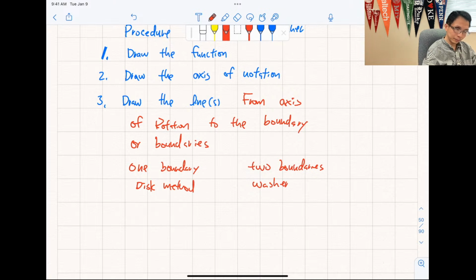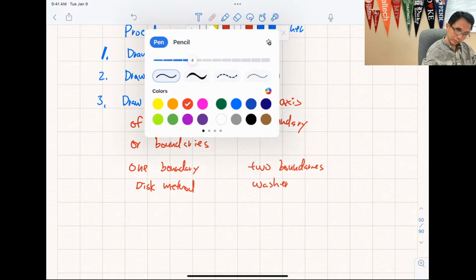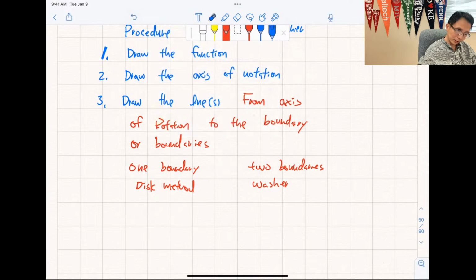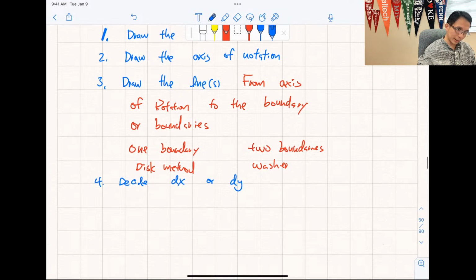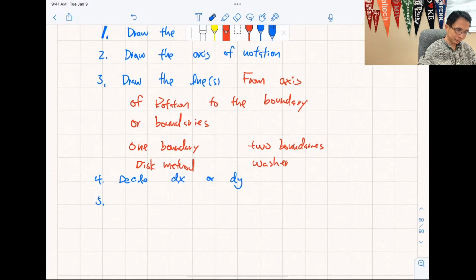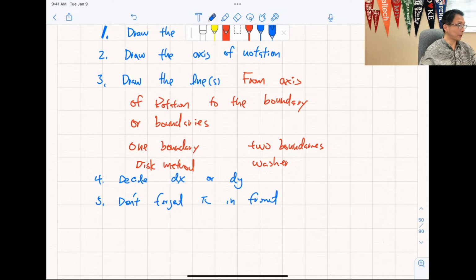So, okay, step 4. Make sure you decide either dx or dy. When you draw the lines from axis of rotation to the boundary, you can tell whether it's dx or dy. We're going to show you in a second. 5. Don't forget pi in the front, because that's the biggest part, people forget about the pi. Don't forget the pi, because of pi r squared.